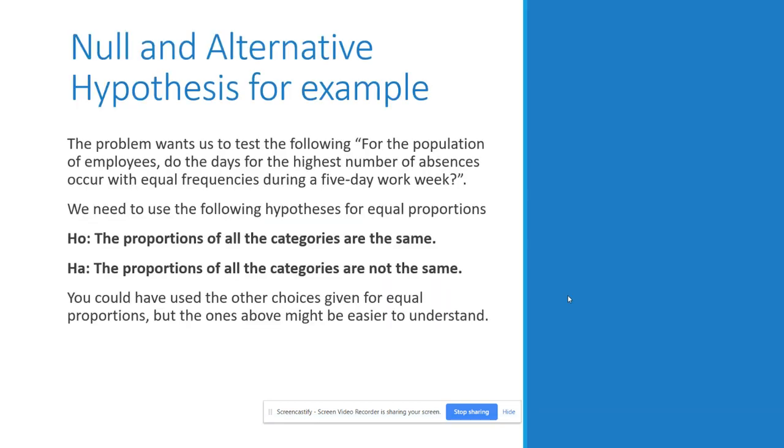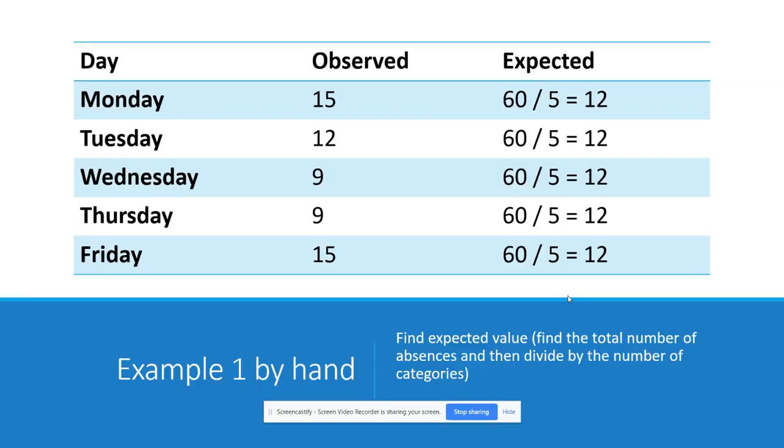So for my null and my alternative hypothesis, remember the null always has the equal sign in it. The null is that the proportion of all categories are the same. The alternative is that the proportion of all the categories are not the same. If I really wanted to key into the 5-day work week, I could say the proportion of all work days during the 5-day period are the same. The alternative would be the proportion of all the work days during the 5-day work week are not the same.